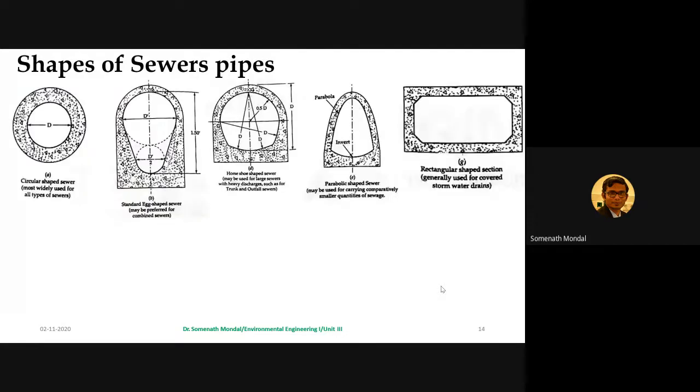So in the next slide, basically we are going to talk about the shapes of different types of sewers. The first one is circular shaped sewers, and this is most widely used for almost all types of sewers. This is the most common one, and that is why you might have noticed that in all the hydraulic design we usually take circular sewers and then accordingly practice the entire design procedure. Throughout the country, in most cases we have circular sewers which have been utilized.